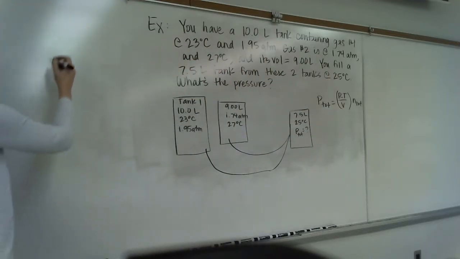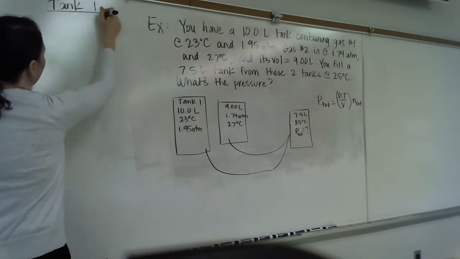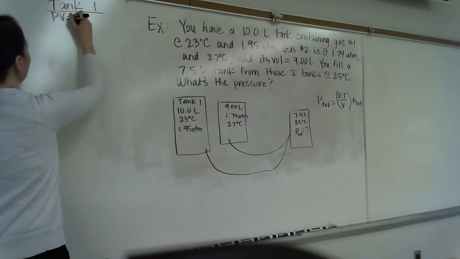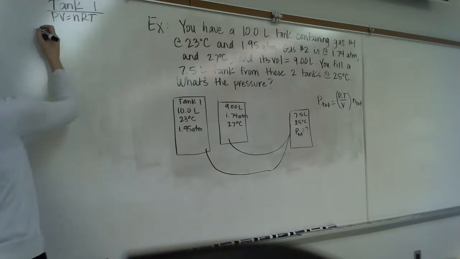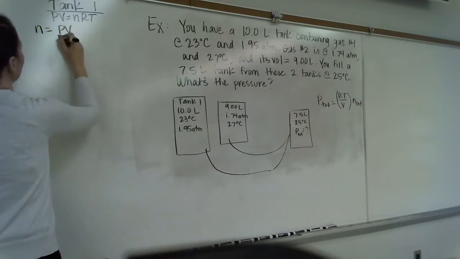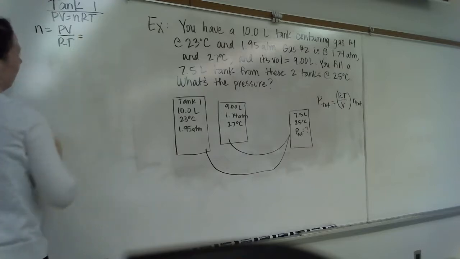Okay, we got room. So let's do tank 1. I know I'm kind of squished here, but I'm trying to stay in the frame. PV equals nRT is the ideal gas law, right? That's the most important gas law. To get N by itself, how would that be? That would just be N is equal to PV over RT, right? So now let's just plug in our information. I'm going to run out of room.